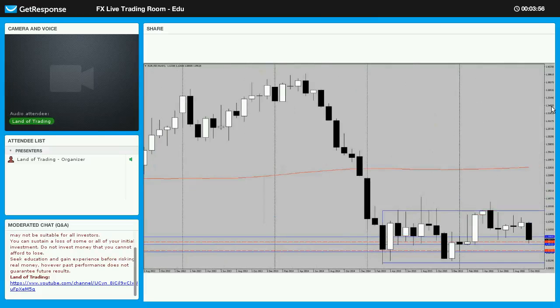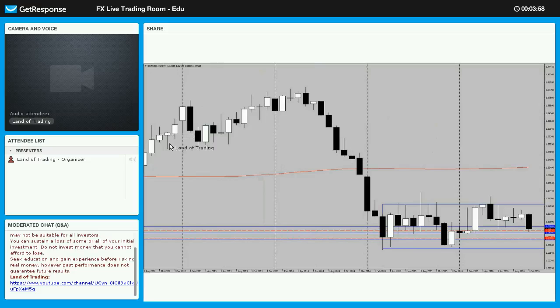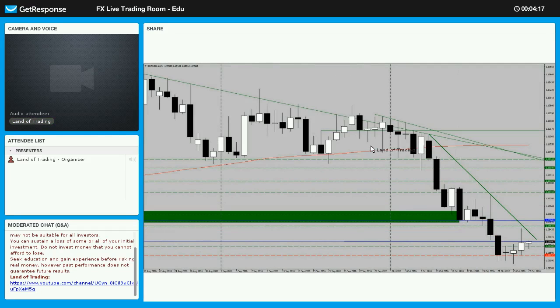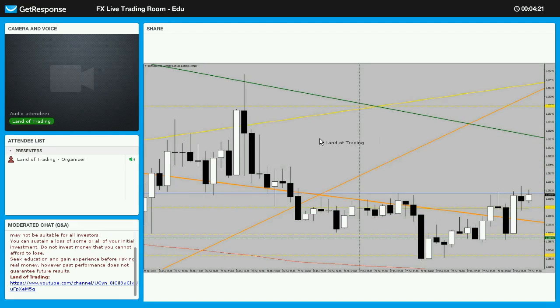So overall, the red color on the chart, related to a horizontal line or trend lines or whatever, means that something is going on the monthly chart. The blue color means something's going on the weekly chart. Green color is related to the daily chart. Yellow, orange is related to intraday.